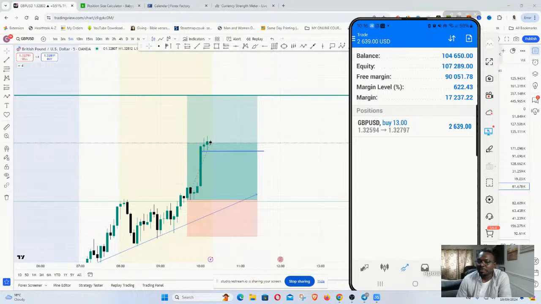Who is in this trade with me, apart from this guy that posted his own earlier? Apart from Oluwafemi, Oluwafemi said he's in the trade. He's already up $200. Who else is in the trade with us?